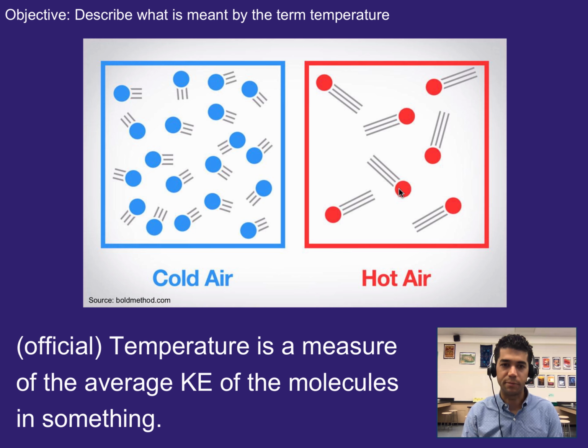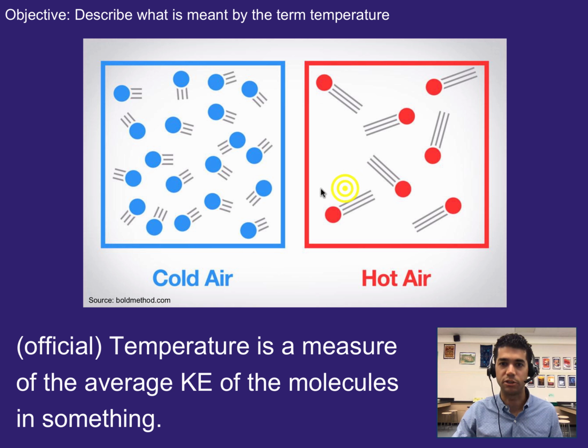So officially, what that means is temperature is the measure of the average kinetic energy of the molecules in something. If we look at how much kinetic energy this one has, and this one, and this one, and really all of them, and we average them all out, that would be essentially the temperature. Not exactly, but it's proportional to it, so we scale it up or down to make it a nice number. And so that's what temperature is.